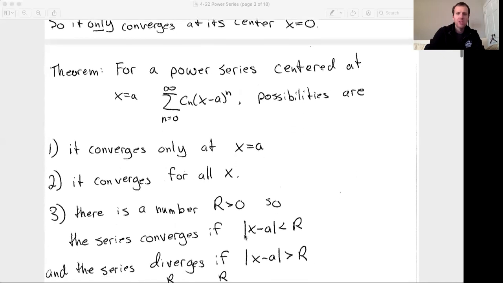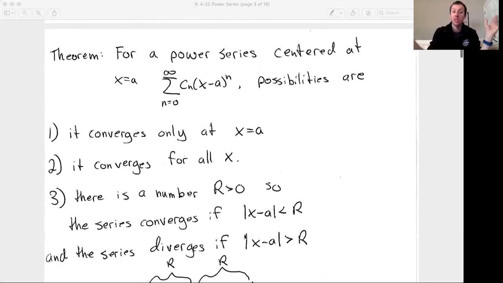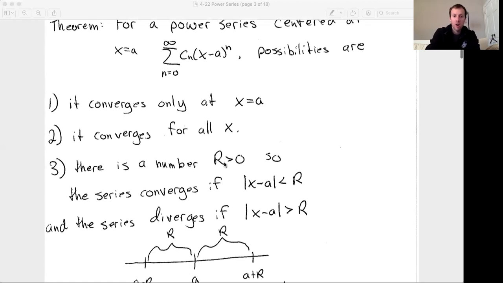So here is a theorem saying that the situations we've seen are really the only possibilities. For a series centered at a point a, which has this form, some coefficients times x minus a raised to powers, the question is, where does it converge? For which x does this series converge? Which x's can you substitute in to get a convergent number series? The possibilities are it converges only at its center, and we saw that in the third example. It converges everywhere, which was the second example, or there is a number r, so the series converges if this inequality holds.